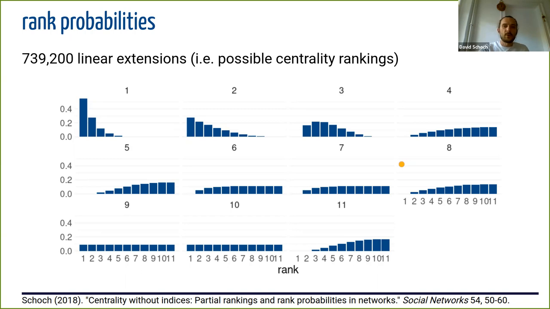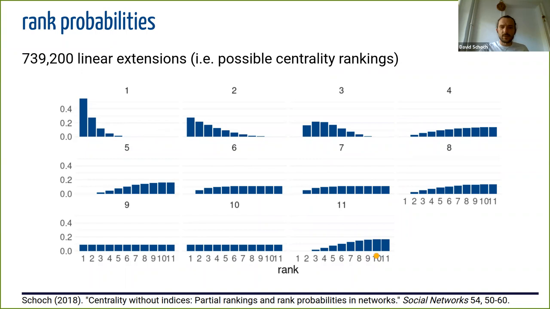So how many possible centrality rankings are there? For this very small network, we find that there are almost 800,000 possibilities to create a centrality ranking for a network with 11 nodes. And once you have calculated all these rankings, you simply count how often node 1 appears as the most central or the least central and so forth. And that's how you get probability distributions of the ranks of nodes.